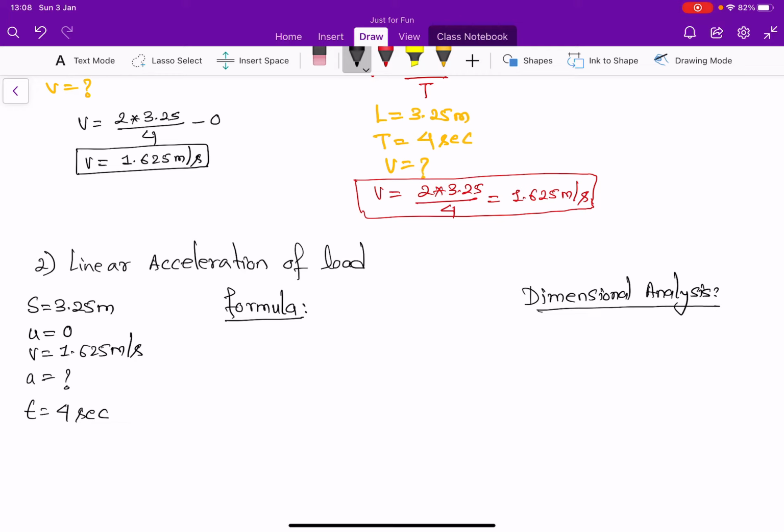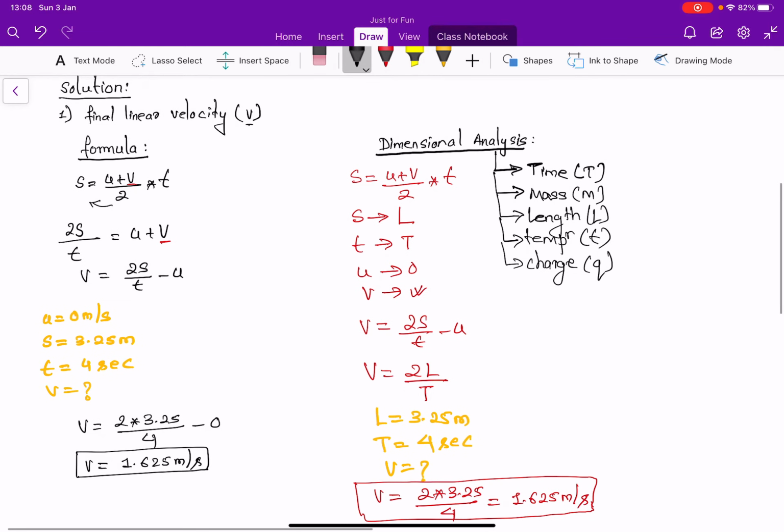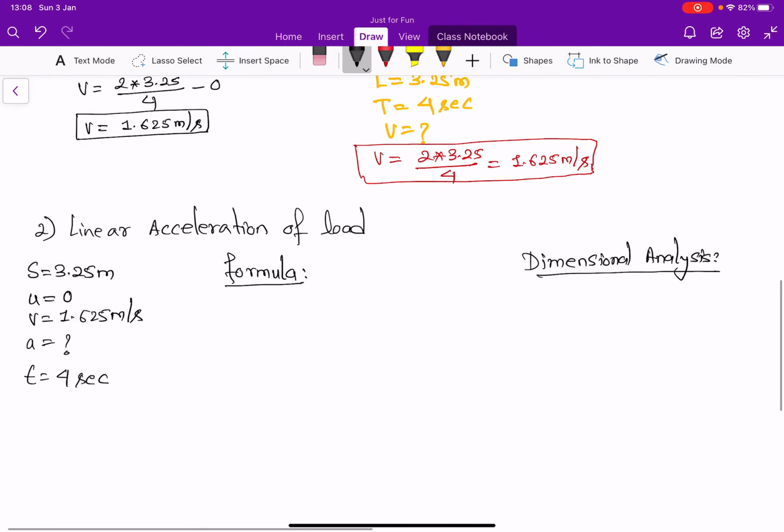Right, so for this one we need to focus on acceleration. We can't use the previous formula, s equals (u plus v) divided by 2 times t, because we don't have acceleration there. So we need a formula which contains acceleration. For this, we have s equals ut plus half at squared, and we have all the information needed to calculate our acceleration.